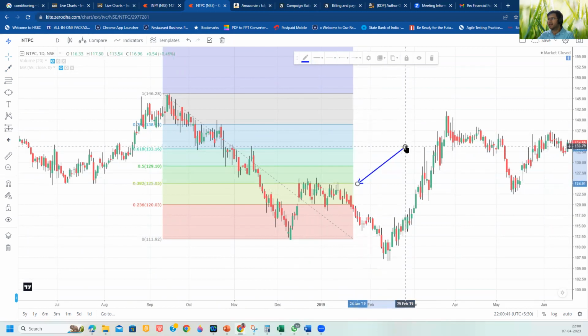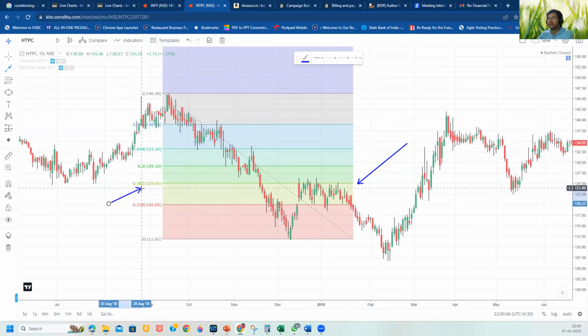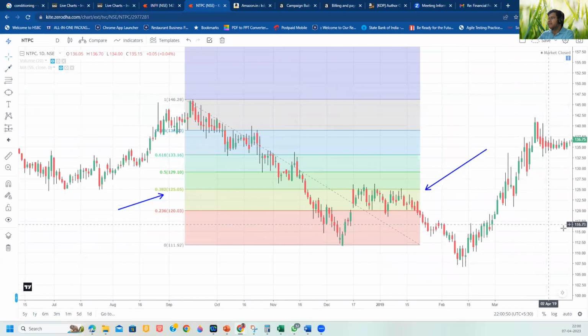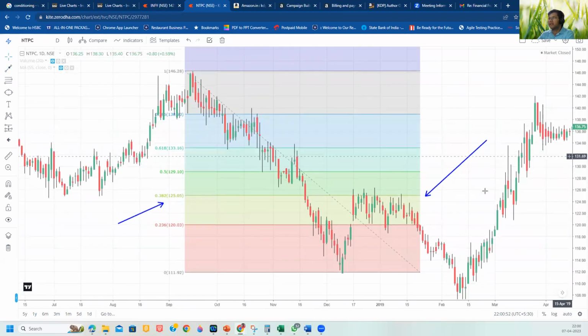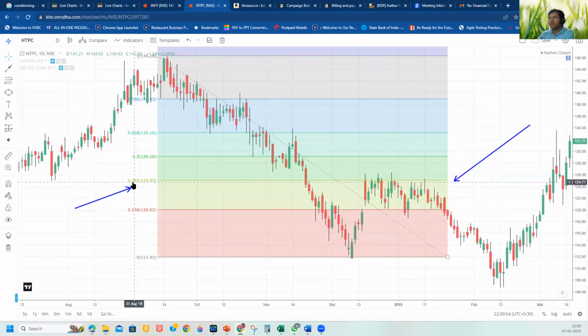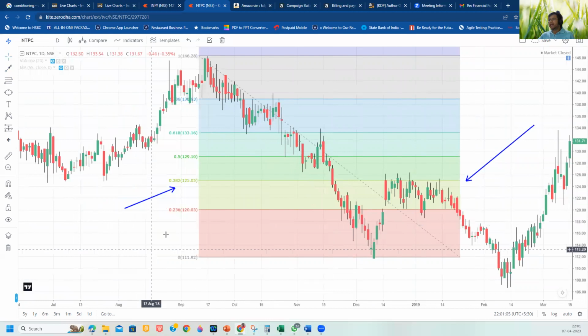This light green level, if you look at the percentage, is around 38%. I hope it is visible. I'm just zooming in so that you can see it properly. So this is 0.382, or if you convert it into percentage, it is 38.2%. Okay, and because it is less than 50%, we can consider it a healthy retracement.